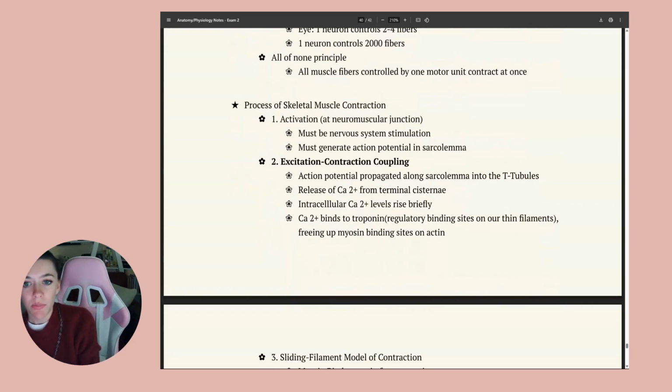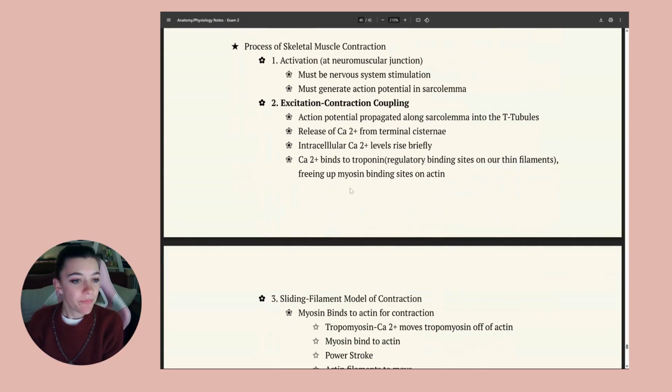All right, let's look at the process of skeletal muscle contraction. 1. Activation. This is at the neuromuscular junction. There must be nervous system stimulation and it must generate an action potential in the sarcolemma.